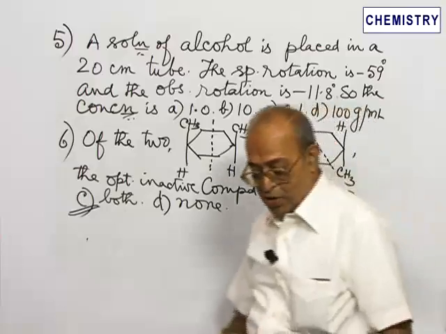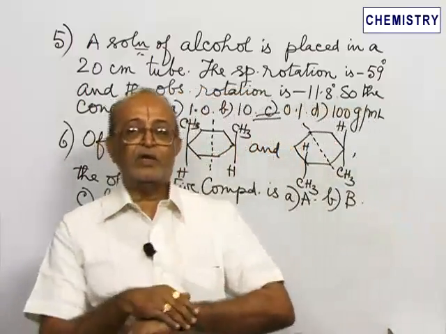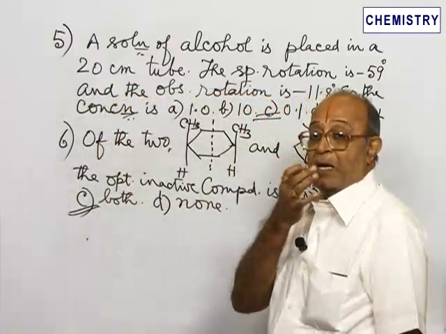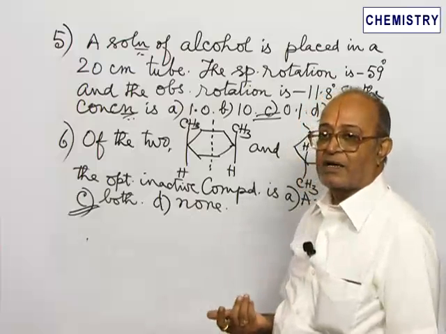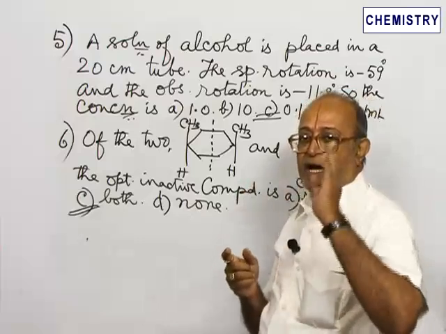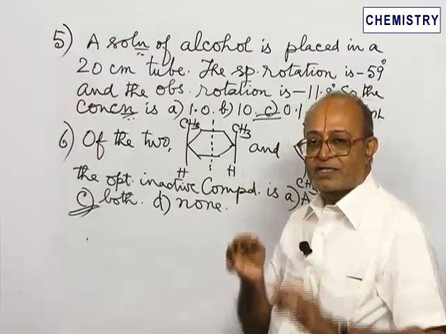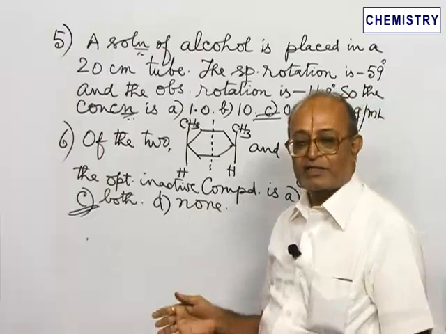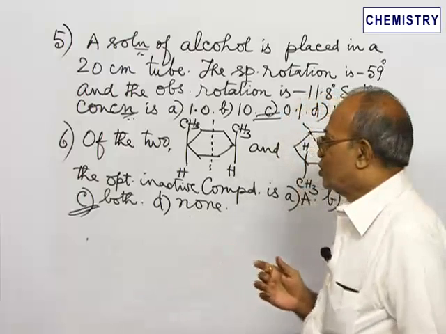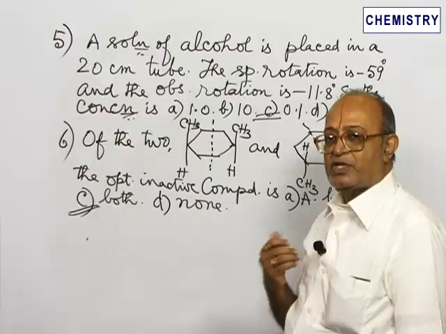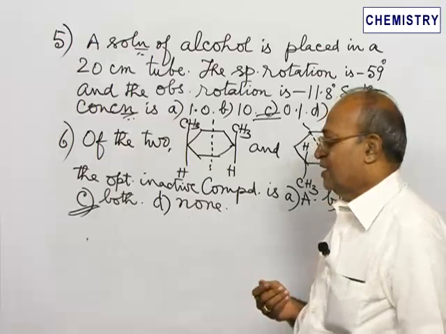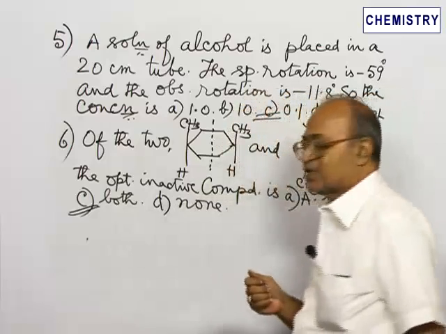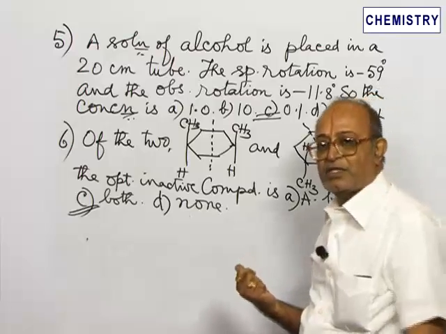So here you should remember this point. Whenever you consider any molecule, whether non-cyclic or cyclic, if you find either a plane of symmetry or a center of symmetry, that molecule will be optically inactive. These points you should remember whenever you consider which molecule will behave as optically active or inactive. So look for the presence of either a plane of symmetry or a center of symmetry. Do you follow?